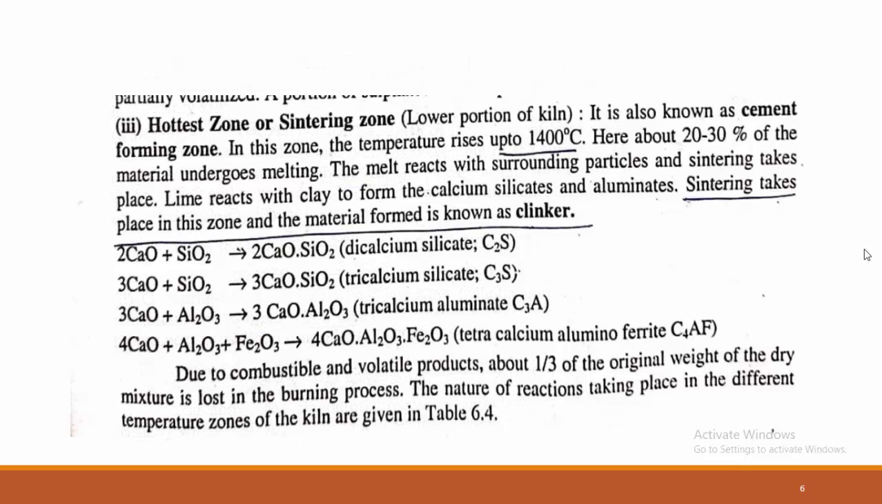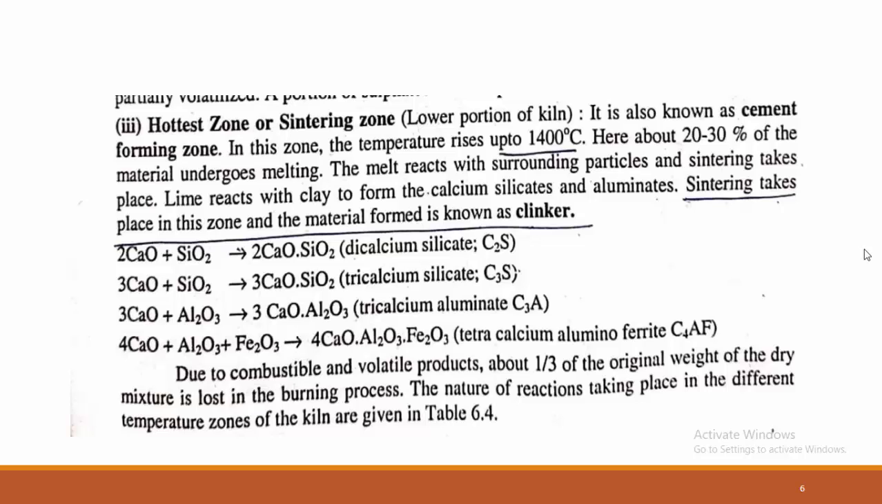Now the last zone, this is very important, the hottest zone or sintering zone, which is the lower portion of the kiln. As we have seen, the top end has a lower temperature, and the lower portion of the kiln has the higher temperature, which is known as the sintering zone. It is also known as the cement forming zone, where the clinker formation takes place.